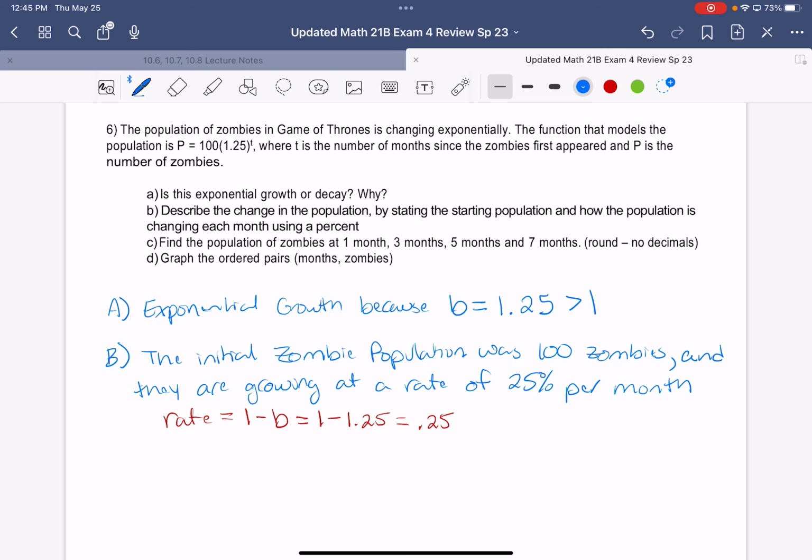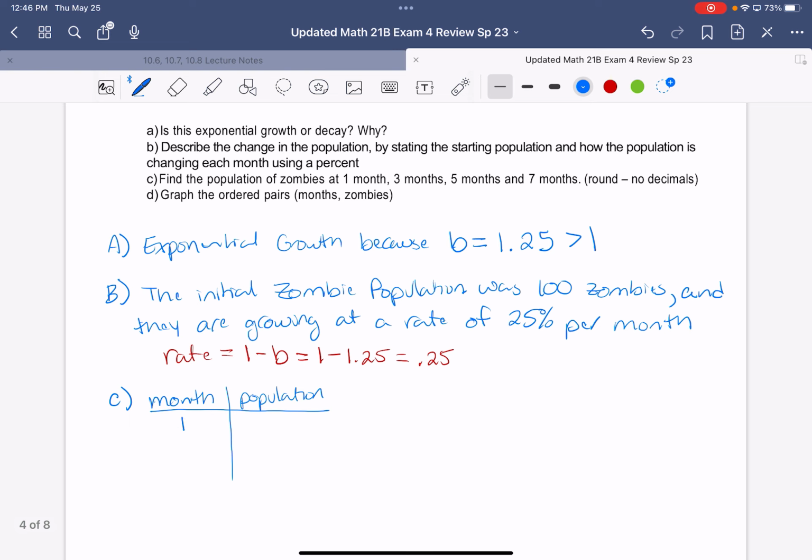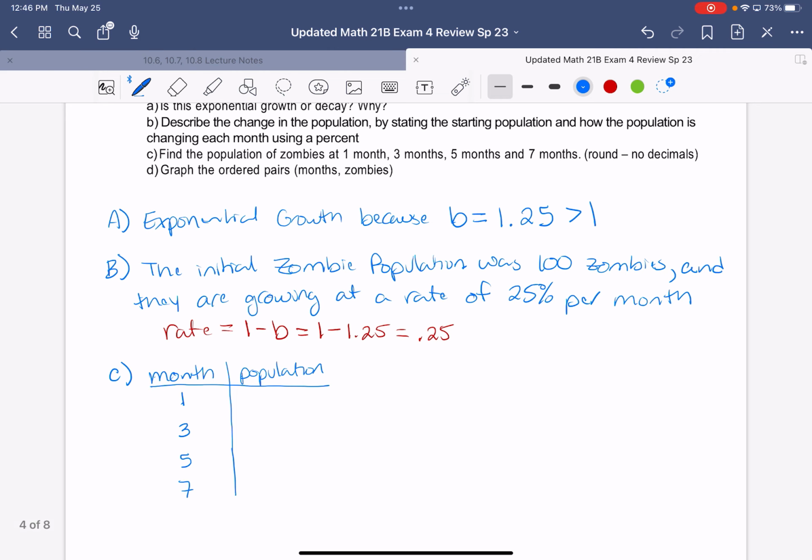Okay, part C. Find the population of zombies at 1 month, 3 months, 5 months, and 7 months. Round, no decimals. Okay, so I'm going to make a little table here to help keep my thoughts organized. I'm going to do the month and then the population. I know it wanted 1, 3, 5, and 7 months. I'm going to do it off to the side.